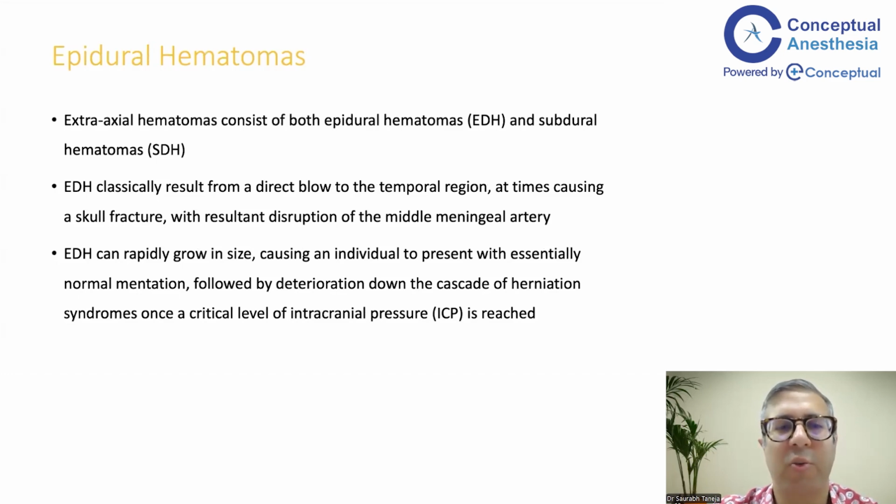Then come epidural hematomas. Both EDH and SDH, as we all know from our undergraduate days, are extra-axial hematomas. EDH usually results from a direct blow to the temporal region, where there is disruption of the middle meningeal artery. And usually there is a skull fracture along with EDH. Since it's an arterial bleed, EDH can rapidly grow in size, causing an individual to present with essentially normal mentation, and then it follows to a deterioration down the cascade of herniation as the ICP is rising, and as I told you, the brain compartment is fixed. So when there is too much bleed, the ICP rises.